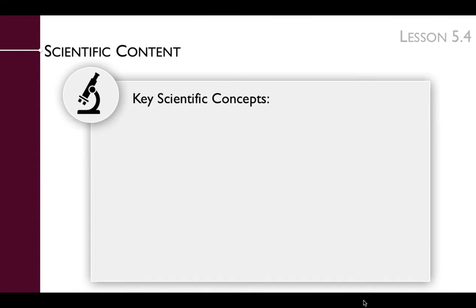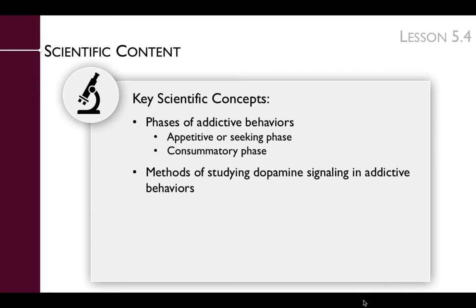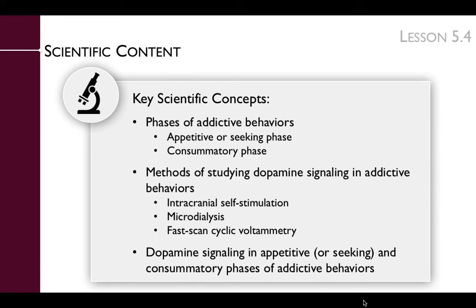To prepare for this lesson, you'll need to review the key scientific concepts that will be presented in it. They include the phases of addictive behaviors, including the appetitive or seeking phase and the consummatory phase, the methods of studying dopamine signaling in addictive behaviors, including intracranial self-stimulation, microdialysis, and fast-scan cyclic photometry, and dopamine signaling in appetitive or seeking and consummatory phases of addictive behaviors.